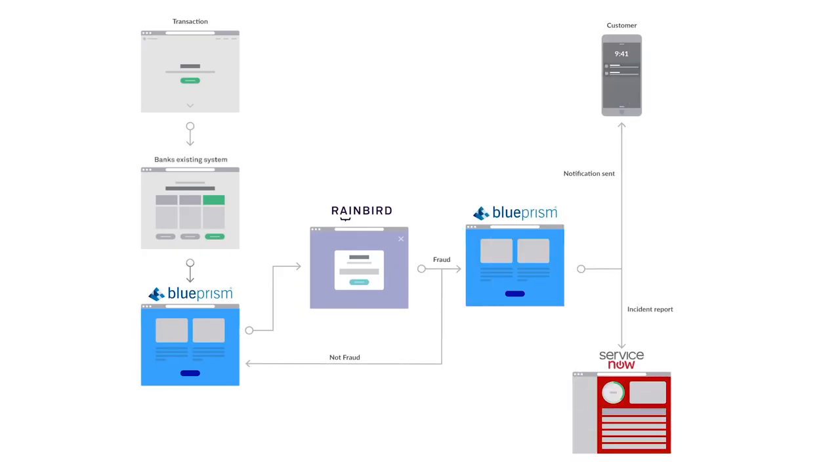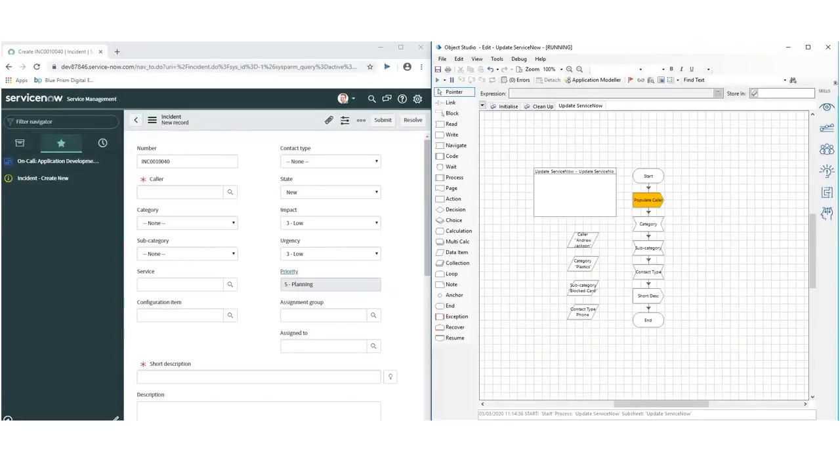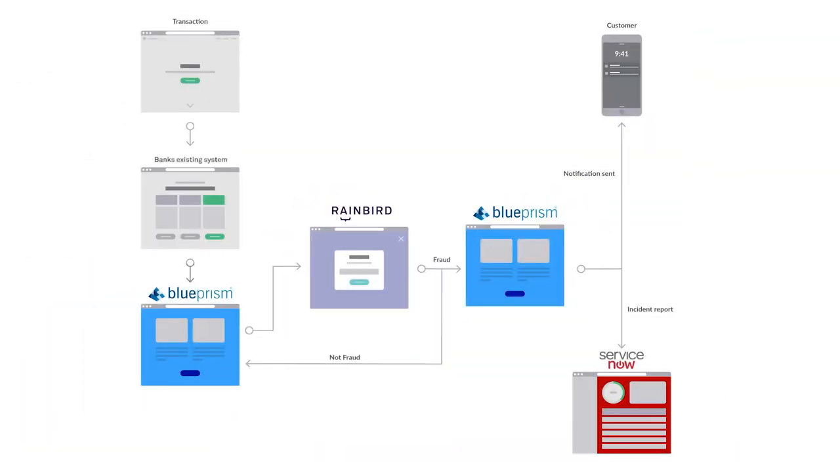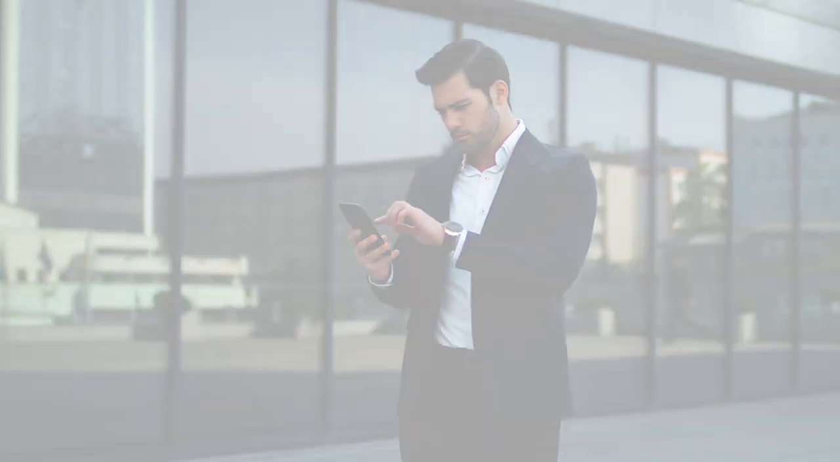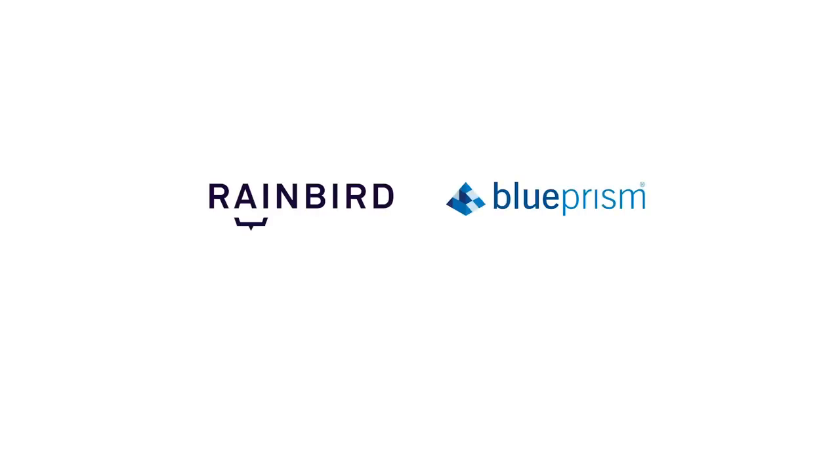This decision is then passed to Blue Prism to drive the next action, whether notifying the end customer or logging this on systems like ServiceNow and completing the process. Intelligent fraud prevention from Blue Prism and Rainbird delivers operational efficiency, reduces fraud, and enhances the customer experience.